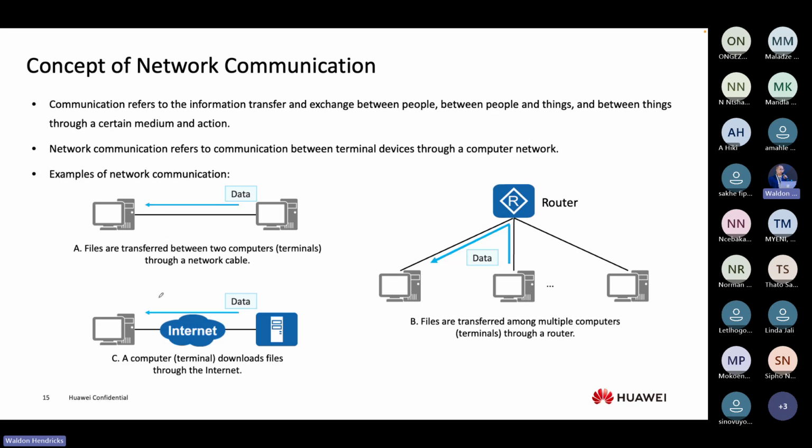And again, you have this data here where a computer downloads files. One would send files between two computers, and one would download the file. You could download the file from a server, which is this example here. But then you also have files transferred among multiple computers through a router, which is basically the gateway. And that's basically how network communication works.